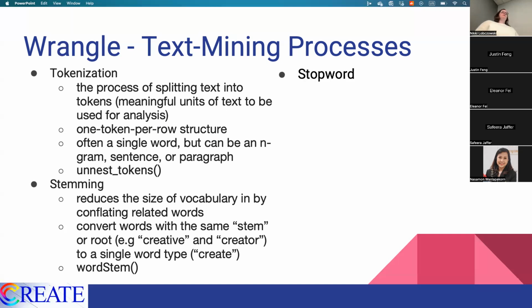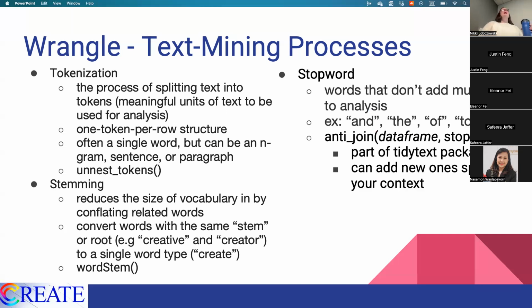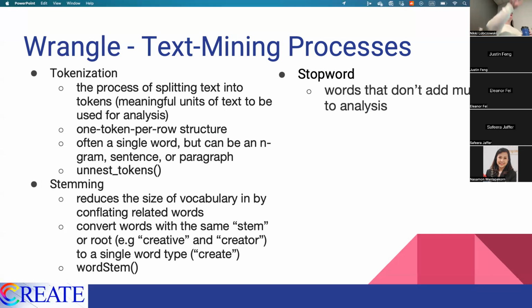Then there's stop words. Stop words are words that don't add much value to an analysis. Anybody have any suggestions for what that might be? Give me a stop word. It doesn't help. Well, it depends. Again, it depends on context, right? But the big ones are and, the, of, and to. And we know it puts words together. The is the most common, right?